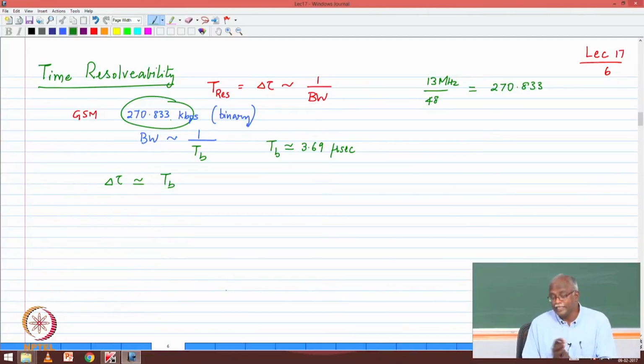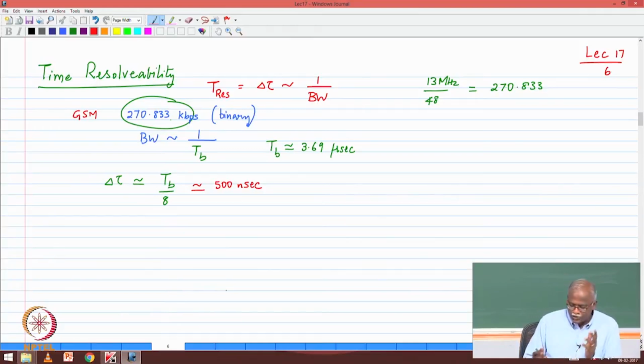So approximately 3.69 microseconds, but it turns out that with some very clever processing, we can reduce this to approximately 1/8 of a symbol. That is the time resolvability that we can achieve through the signal processing methods that we know. So this would be approximately 500 nanoseconds. Multipath components that arrive within a 500 nanosecond window will look the same to me.